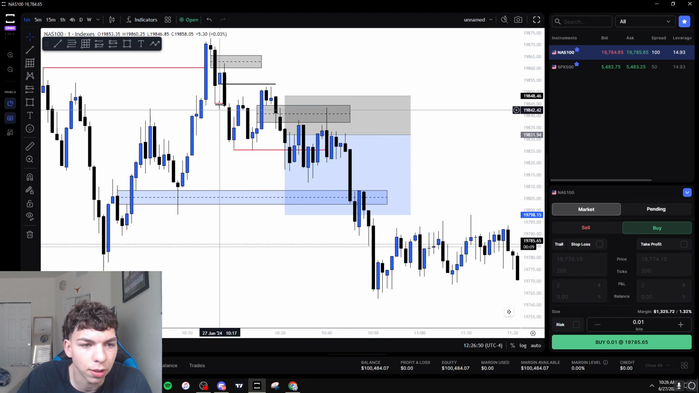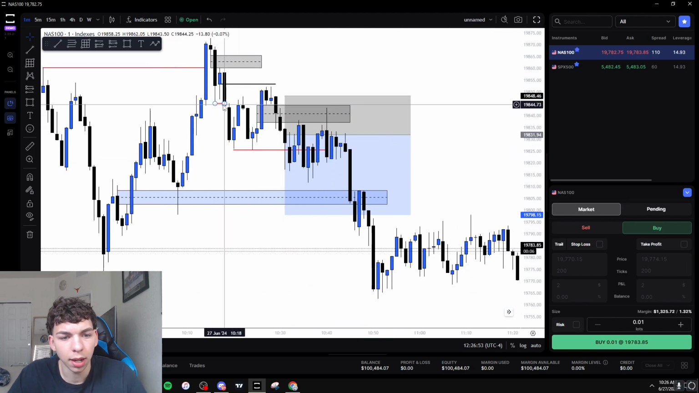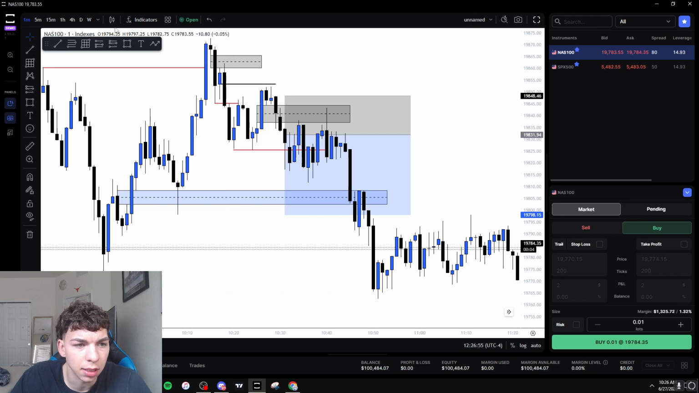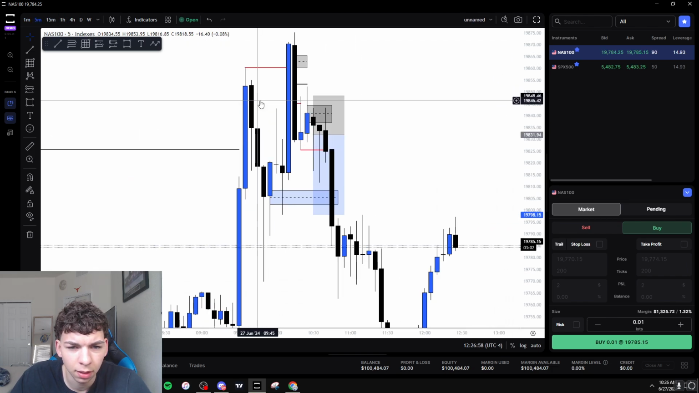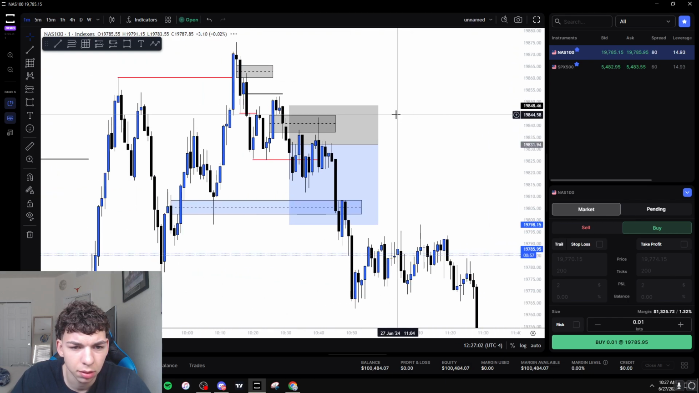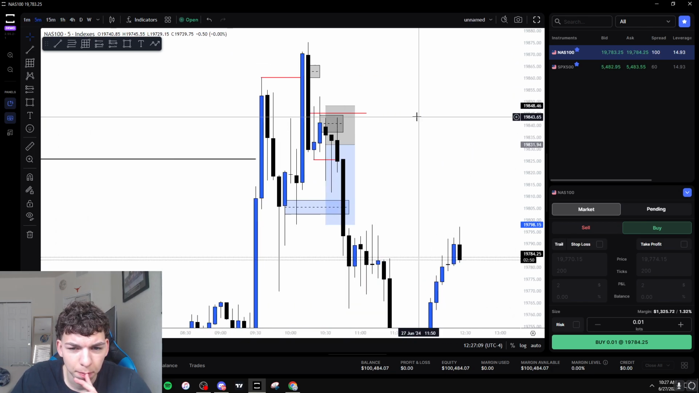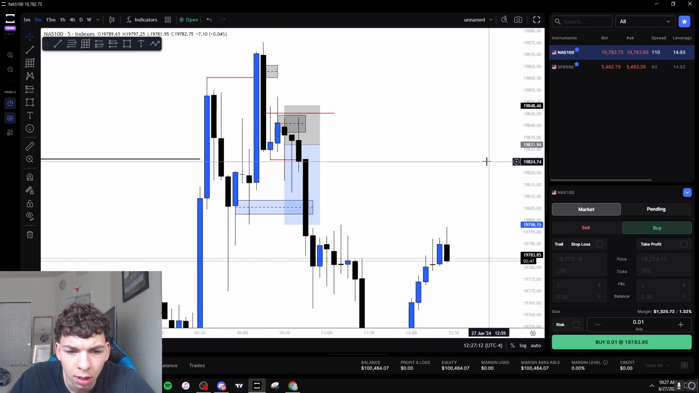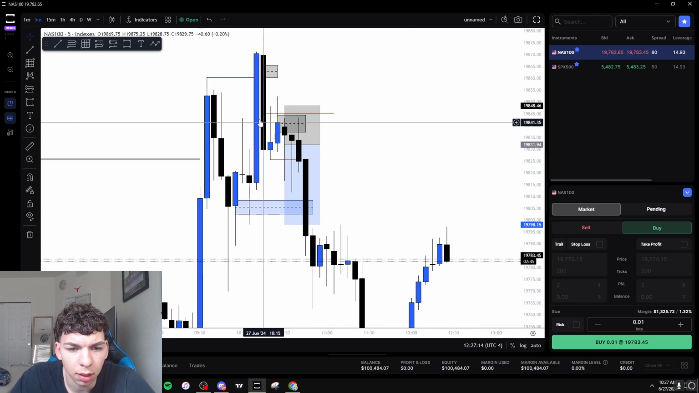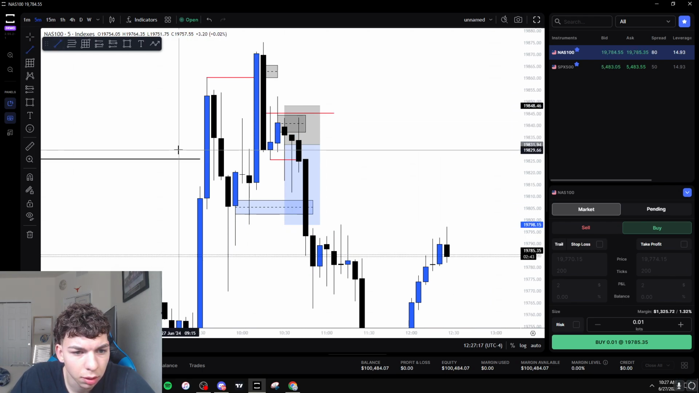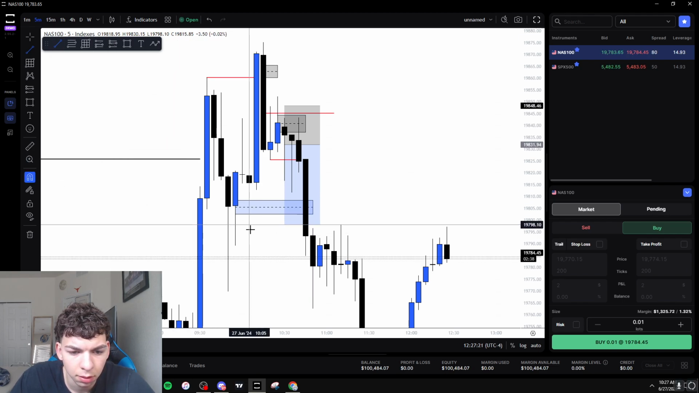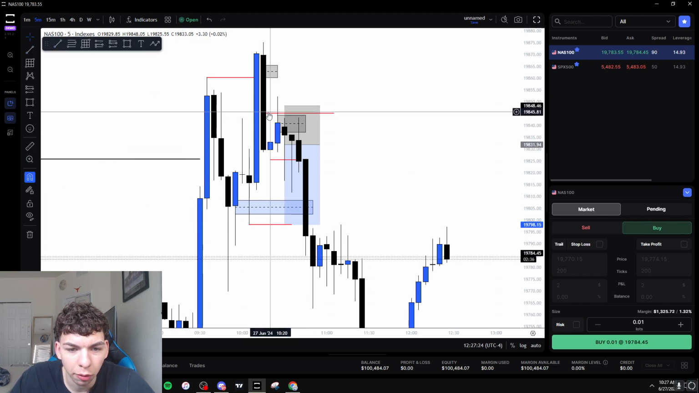But the reason I didn't want to get in right here when this happened is because if we go to the 5-minute, I need to pull this red line out right here. Okay, right here we did not end up making the lowest low. The most recent low was right here on the 5-minute, and we were all the way up here.